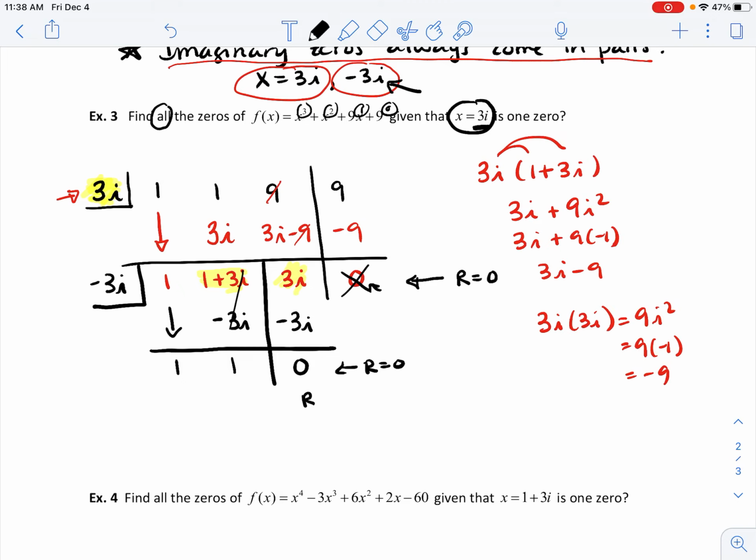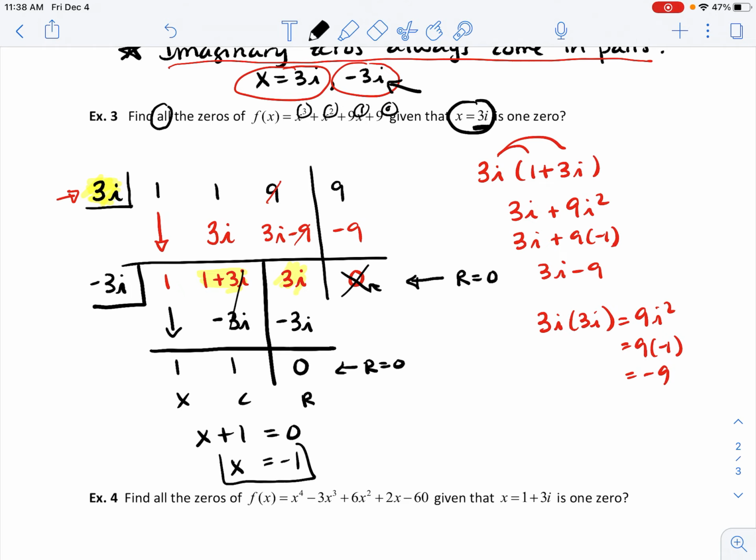Now, what is the polynomial that I have left over? So look, this is your constant and this is your x. So this is a very basic polynomial. It's just x plus 1 equals 0. And how do you solve that? You better know. You subtract 1 from both sides, so you get x equals -1.